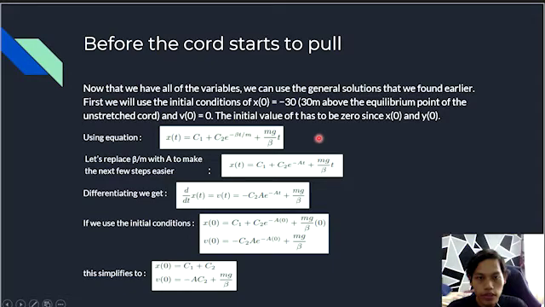Using this equation, to make it easier, we replace beta over m with a to make the next step easier. And differentiating this, we get this equation. And if we use the initial conditions above, we get these two equations. Then it can be simplified to these two equations.